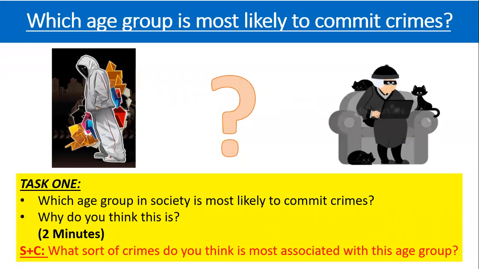Right, so for task 1, I want you just to write down what age group in society is most likely to commit crime, and why do you think this is? Okay, and if you can, as a stretch and challenge, what sort of crimes are associated with that specific age group?